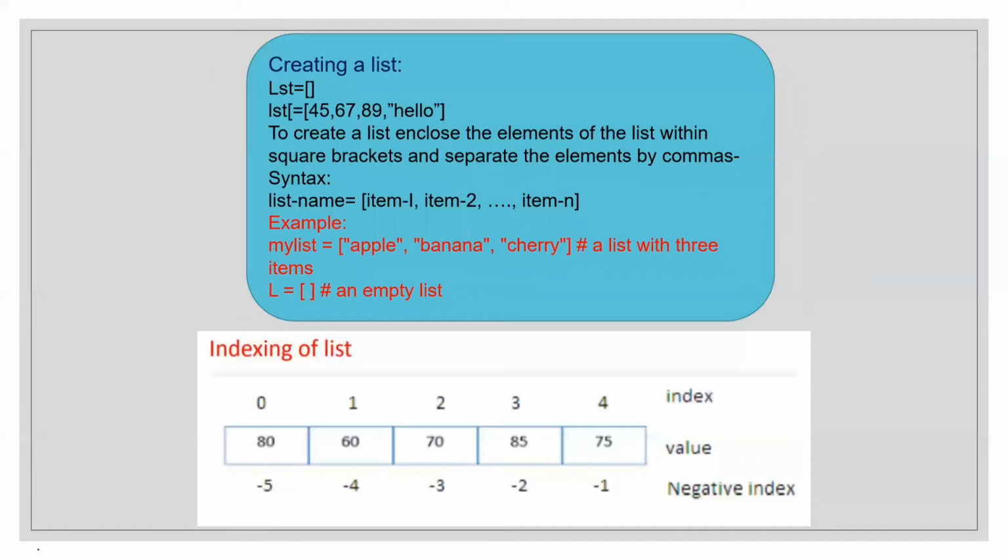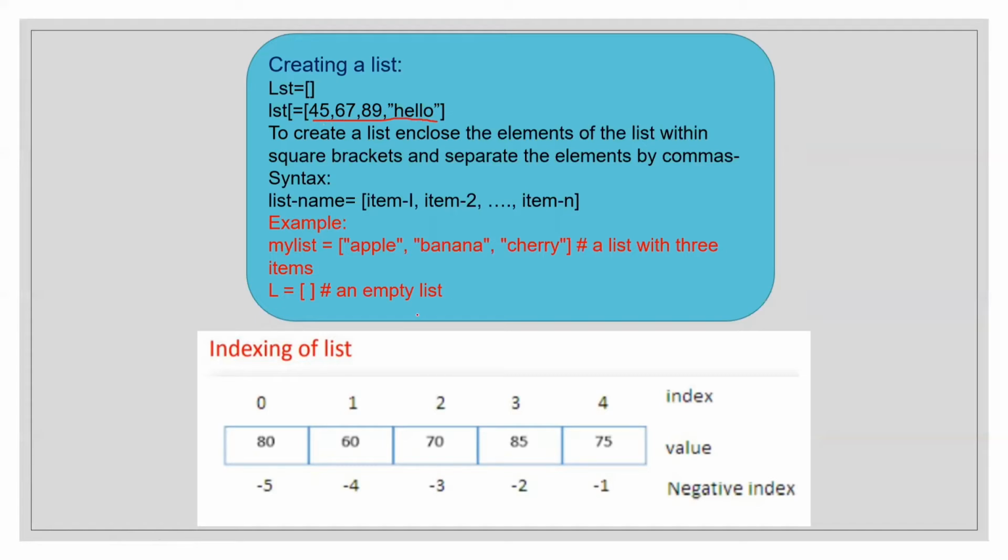Then we have how to create a list. There are two ways of creating a list. One is you can directly write elements separated by commas enclosed within square brackets. So this is the identification of a list. If there are these numbers and they're separated with commas and enclosed within square brackets, this is a list.